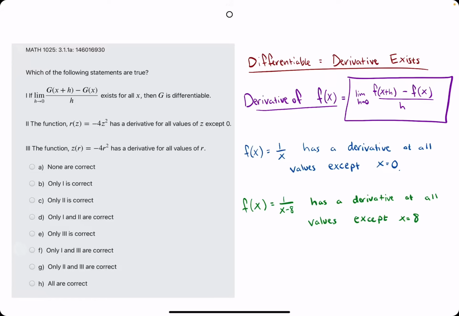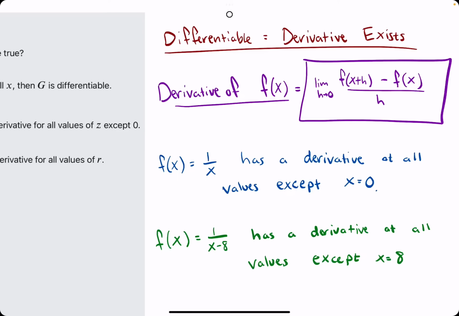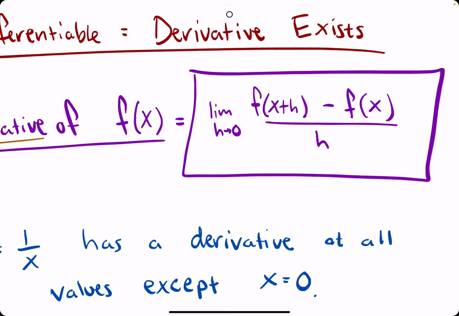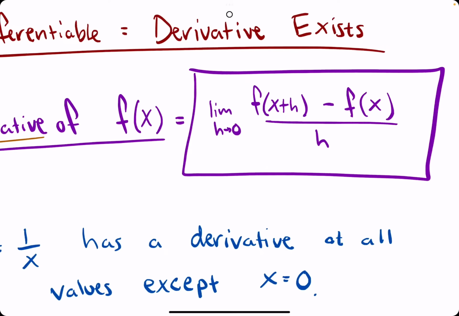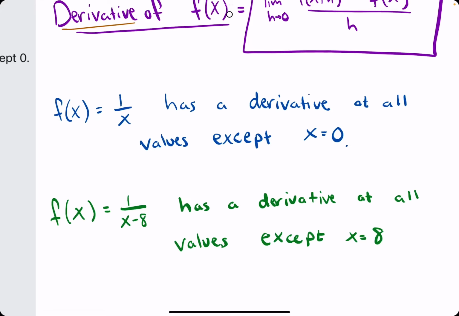Okey dokey. In this problem, they give us 3 statements, and the goal is to identify which of these are true. So some notes or some things to remember. Differentiable means that the derivative exists. And oftentimes in this question, they'll represent the derivative of a function using our limit as h approaches 0 of the difference quotient.